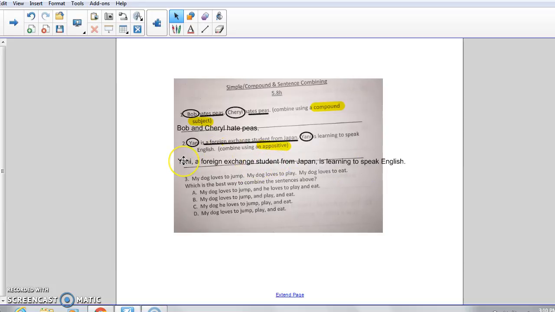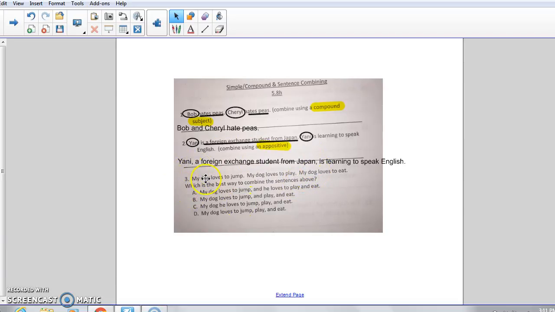This phrase just tells us who Yanni is. We could take it out of the sentence and have a perfectly fine sentence. Cut it out: Yanni is learning to speak English, but we added it in as an appositive to tell more about Yanni. Make sure you have both commas.